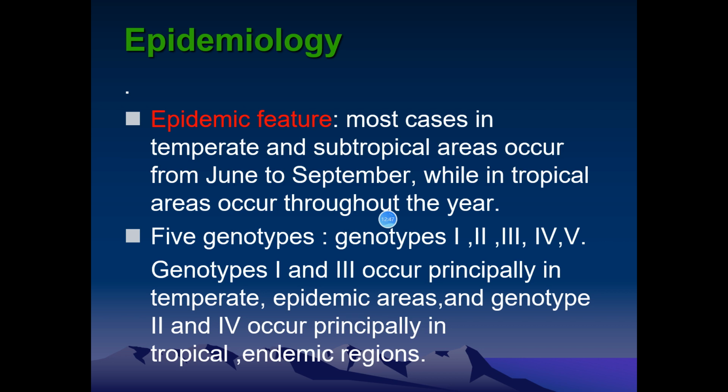And genotype 5 has only been isolated from Malaysia, first isolated in 1952. It may represent the only known example of a non-tropical strain. So, genotypes 1 and 3 occur principally in temperate regions, and genotypes 2 and 4 occur principally in tropical regions.